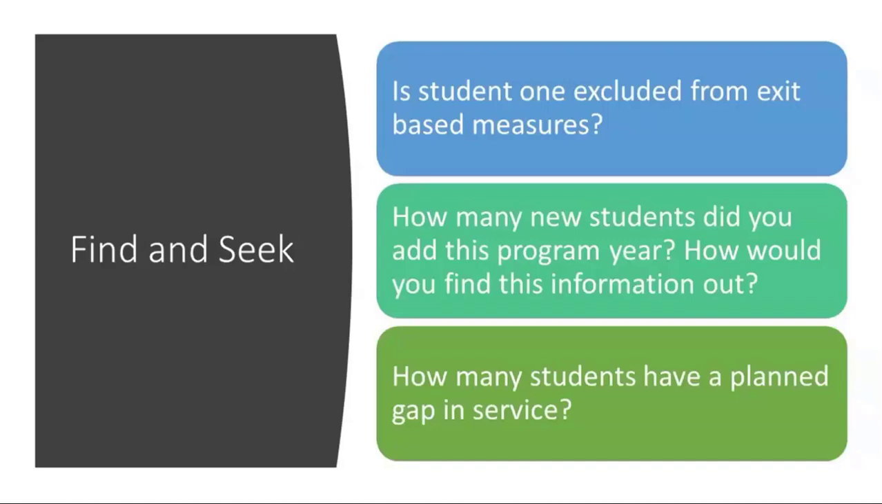So if you go to the participation start date column and you scroll down, you would basically want to filter this for any student who has a participation start date that is after July 1st, 2019. That's going to tell you how many new people you had coming into the program versus students who are carry forward students from last program year.